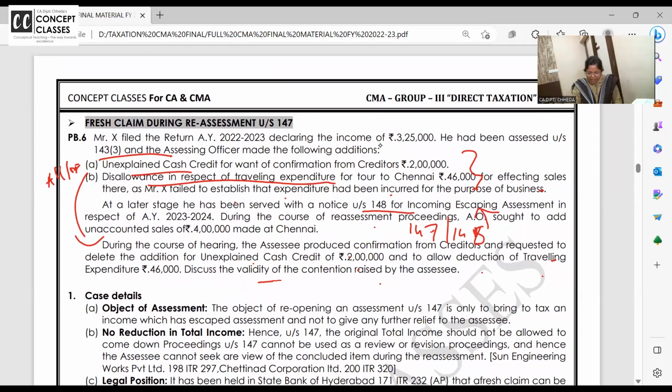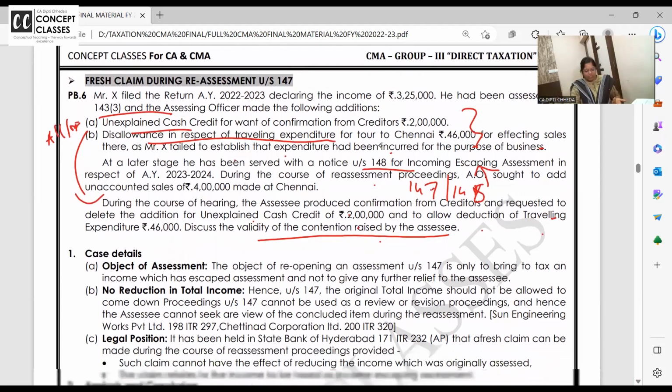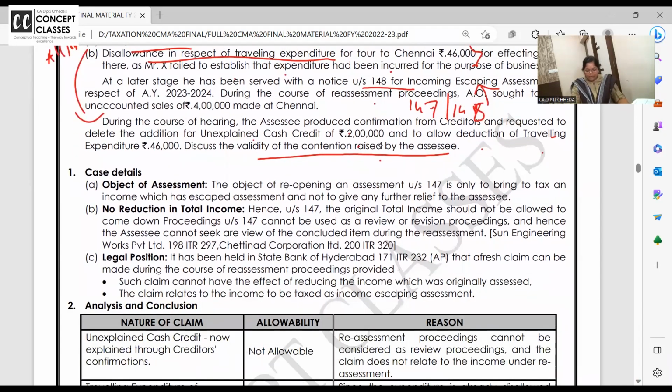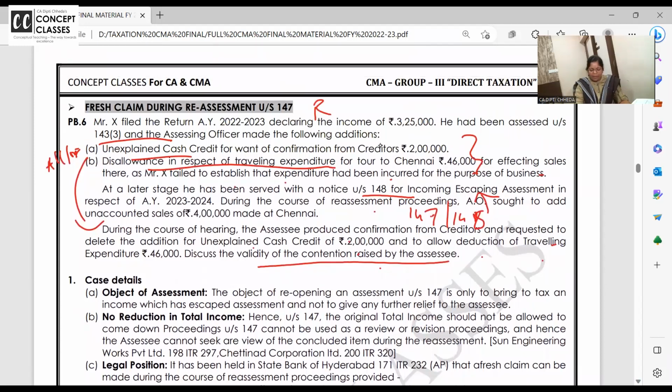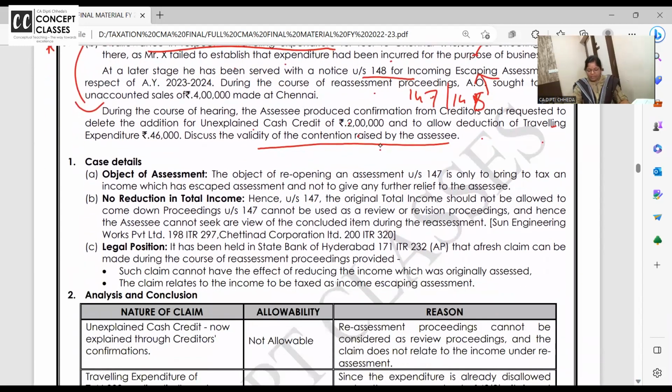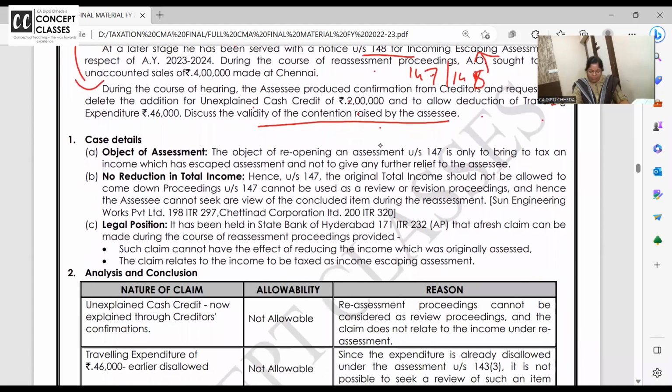देखो क्वेश्चन क्या है. Discuss the validity of the contention raised by SSC. SSC is saying ये allow करो वो allow. अरे why we should allow? The object of reopening, I think this is a very in-depth question. एक बार पढ़ लो बस है. But I thought it's good, so I've kept. The object of reopening an assessment is only to bring tax on income which has escaped assessment. Okay. And not to give any further relief.